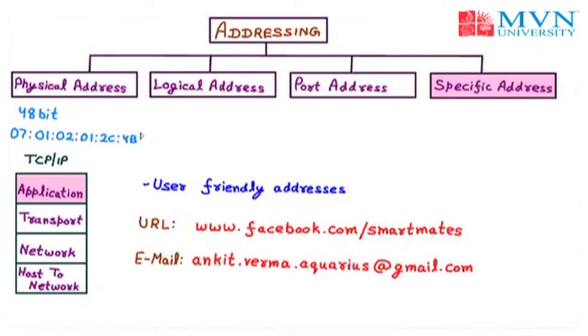Next we discussed the logical address, which is 32 bits, and then the port address, which is 16 bits. That may be any numeric decimal, like 753, and the specific address may be any URL or email ID. So that is all about the addressing scheme.